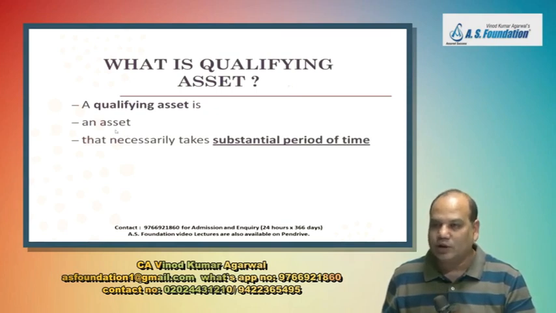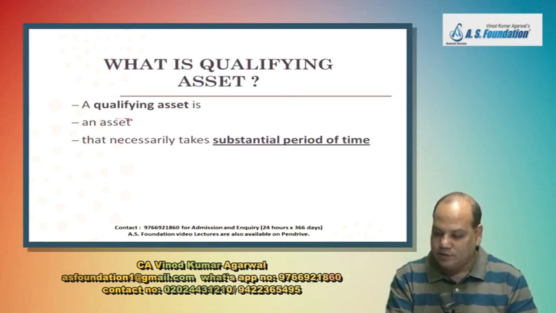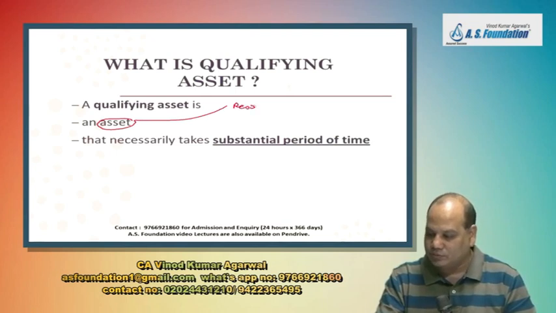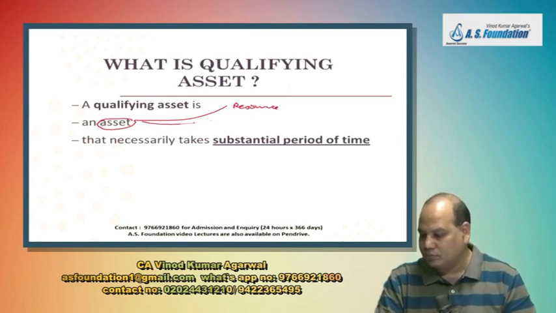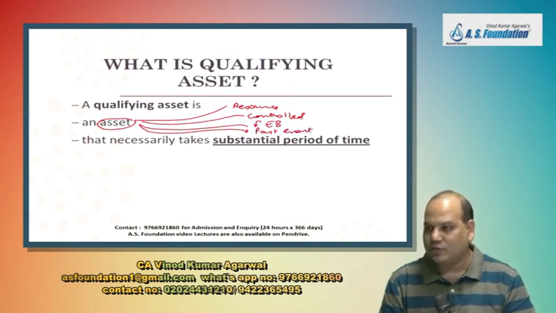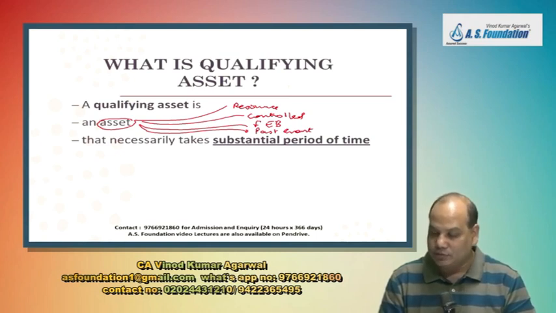Now it should have all the attributes of an asset. What do you mean by an asset? An asset is a resource controlled by an entity from which future economic benefit will arise, arising out of a past event. This is the definition of an asset. So this condition must be fulfilled first of all. Then only we can think about capitalization.